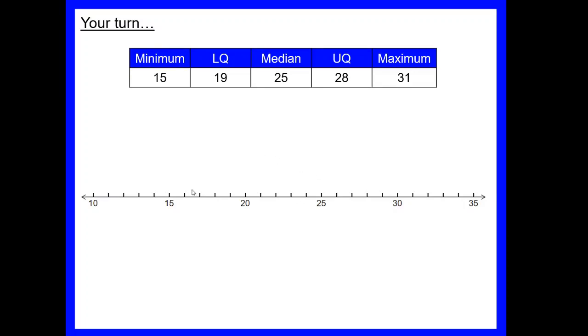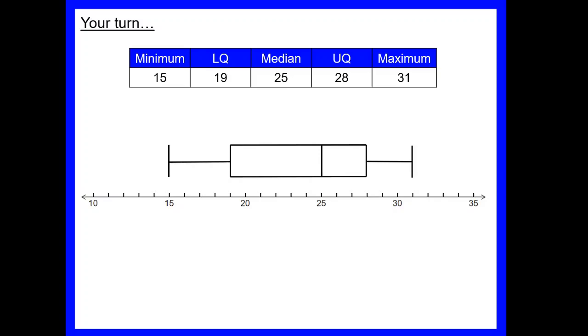So again, you should have chosen a suitable scale. Remember, we needed to go from at least 15 to 31. And we draw our vertical lines. We draw in our lower quartile and our upper quartile, and then our whiskers. So yours should look something like that.